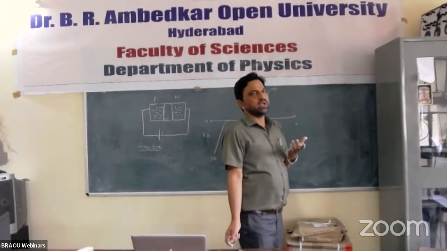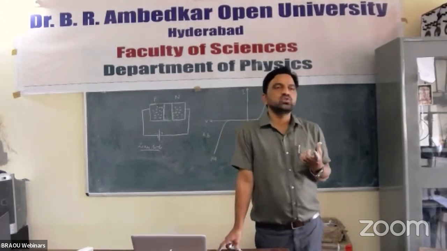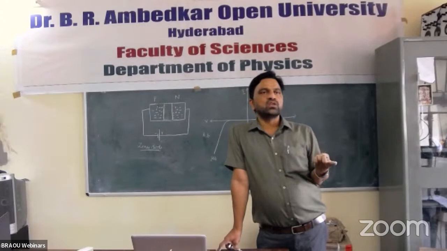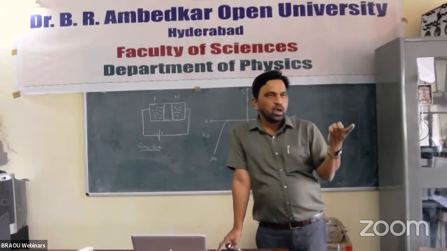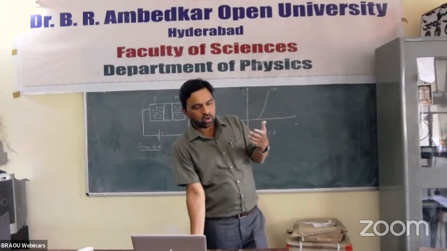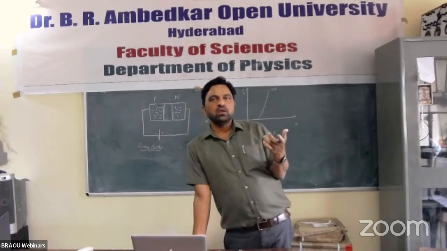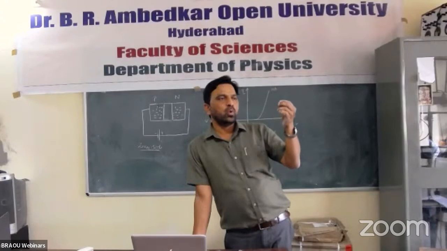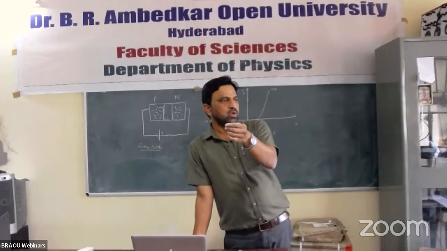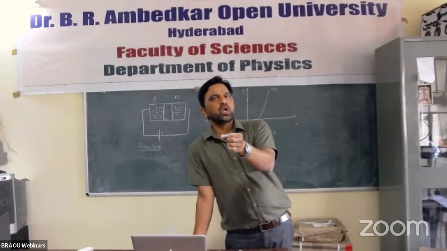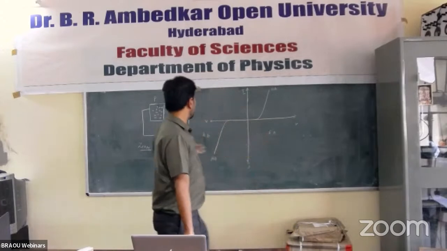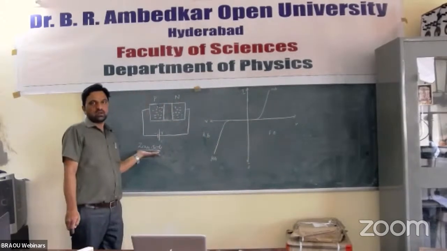One direct application is that a Zener diode can be used as a voltage regulator. In order to regulate the voltage, if the voltage is fluctuating but only a particular voltage is required in a household circuit, only that voltage will be given. So this is the Zener diode application you have.